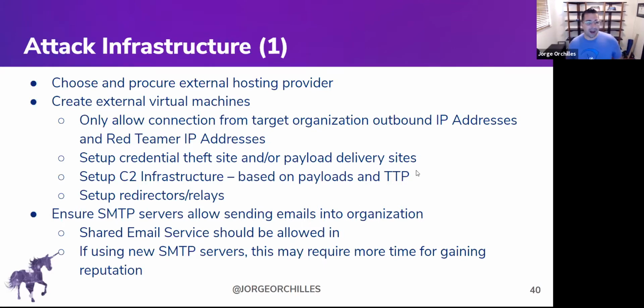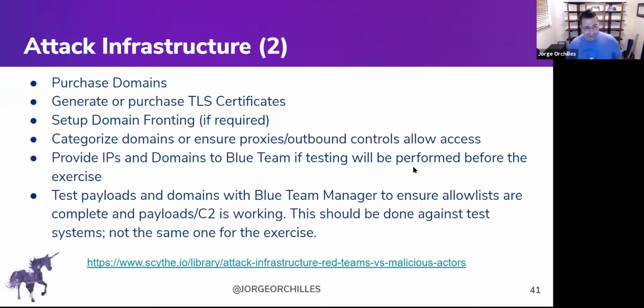And then you also have to like purchase domains and certificates and set up domain fronting and categorize those domains so that the proxies can go out to them, right? Many organizations don't just allow what's called naked IPs going out to the internet, right? And then, of course, you want to test all of this. Make sure that this works before the purple team exercise so that you're not troubleshooting there, right?